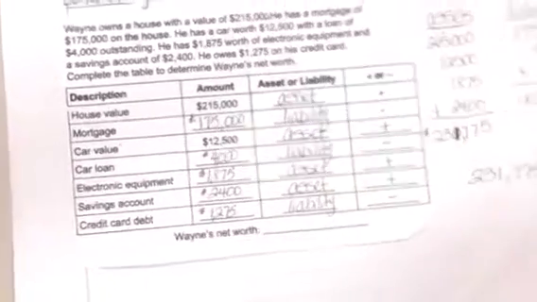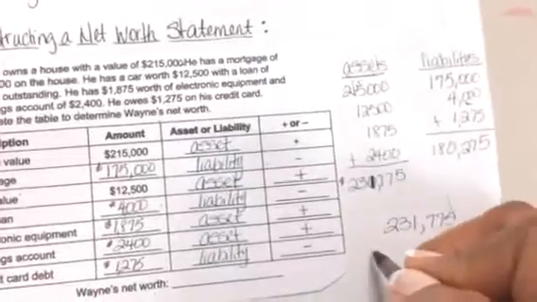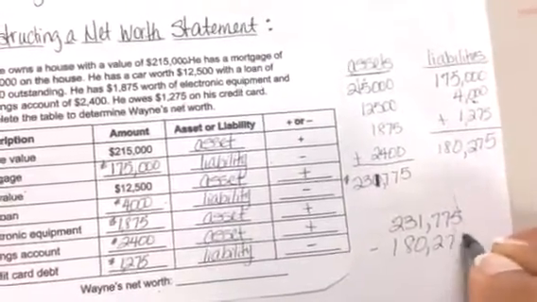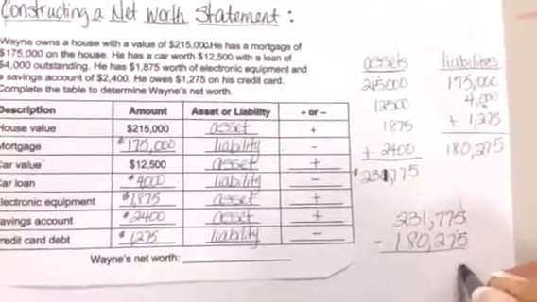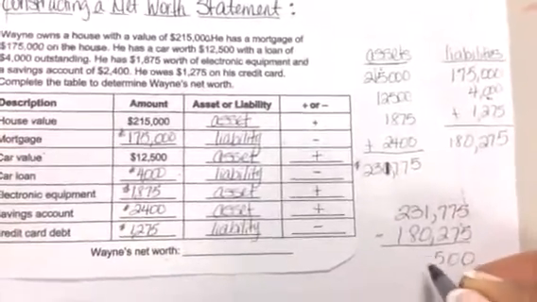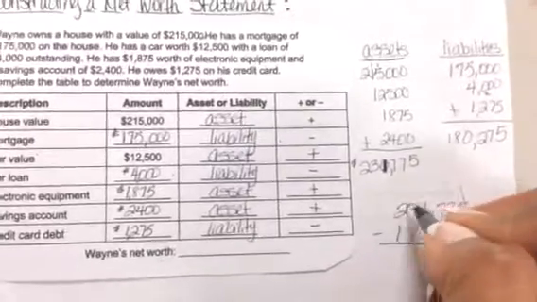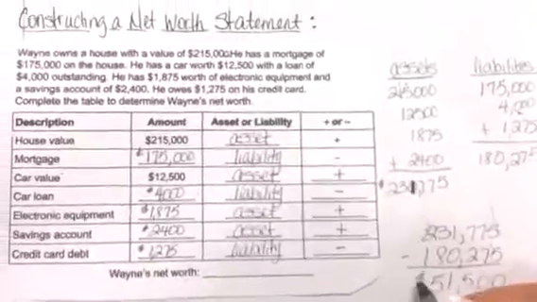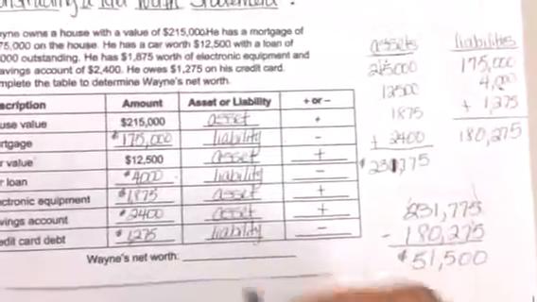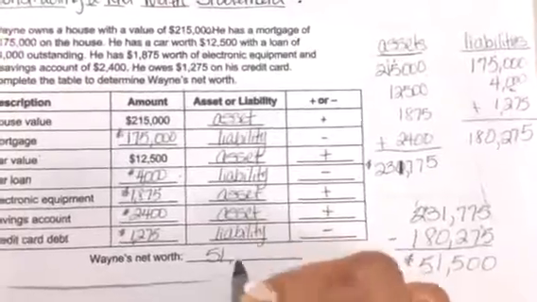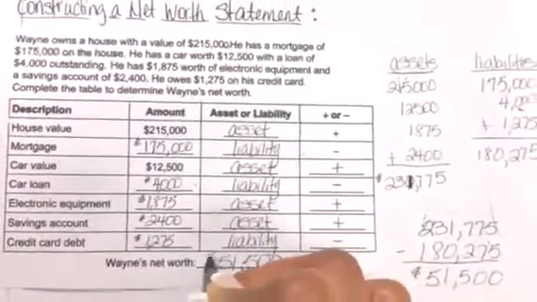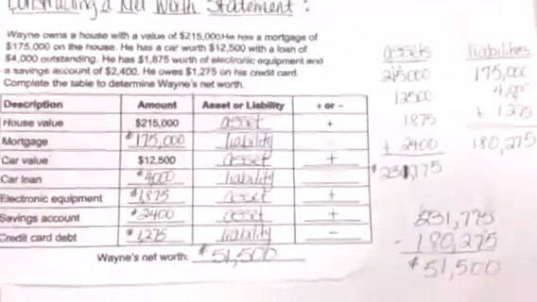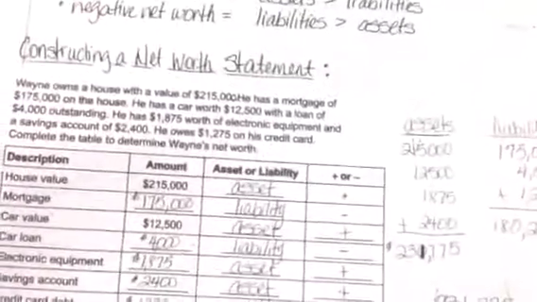So now we're going to find the net worth by taking the assets of $231,775 and we're going to subtract the liabilities. So you should have a net worth of $51,500, which is a positive net worth. And that's all there is to finding net worth. Add your assets, add your liabilities, subtract the two.